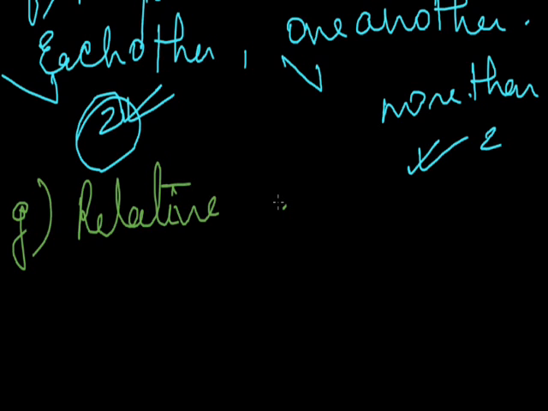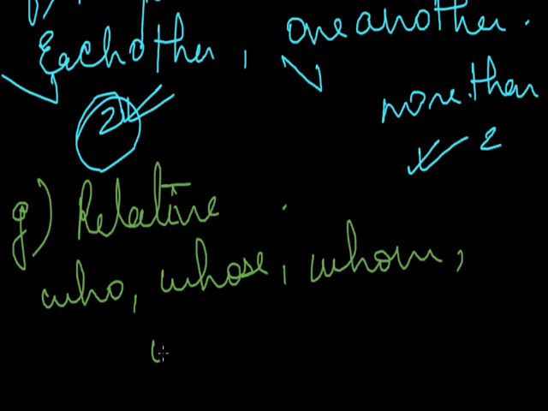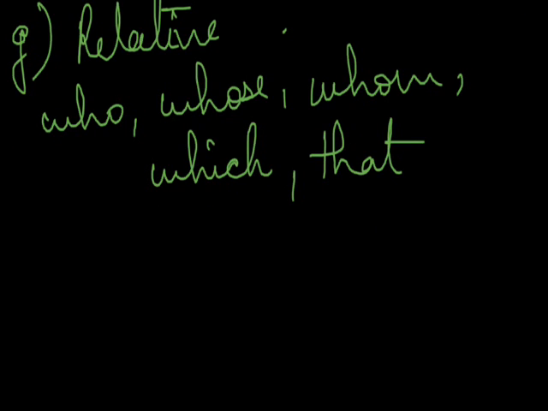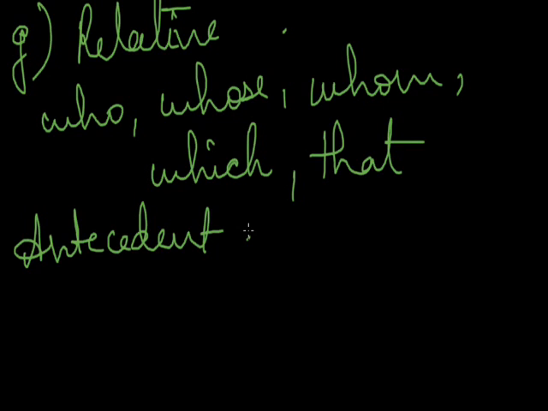Relative pronoun. The pronouns who, whose, whom, which, that. I repeat, who, whose, whom, which, and that, which join two sentences and relate or refer to a noun which has gone before, are called relative pronouns, talking about the same thing which you have talked about previously also. The noun to which a relative pronoun refers or relates is called the antecedent. For example, this is the boy who was punished, and here boy is the antecedent of who.